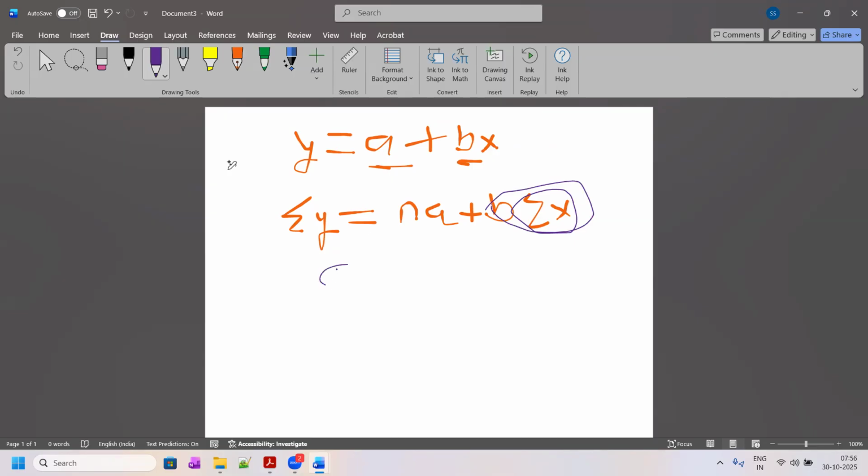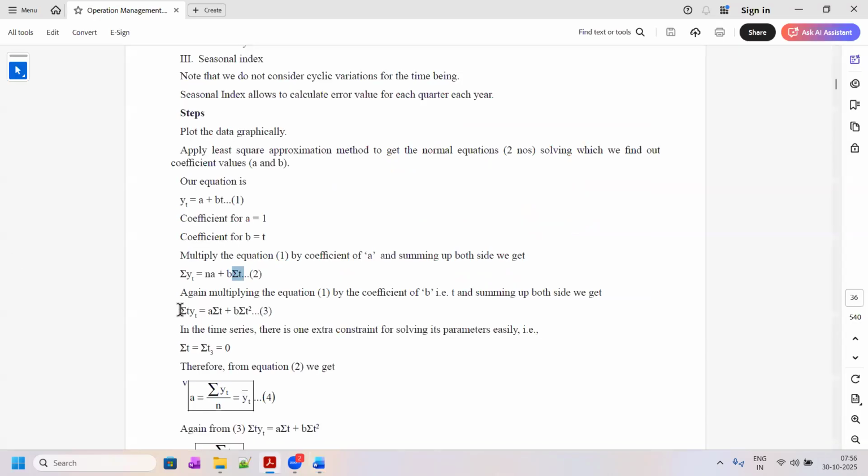Then what would be the a value? Your a value would be sum of y by n, correct? Then similarly in the second equation, if your sum of t becomes 0, then what is your b value? The a term will become 0, this all will become 0. Your b value would be sum of ty divided by sum of t square.